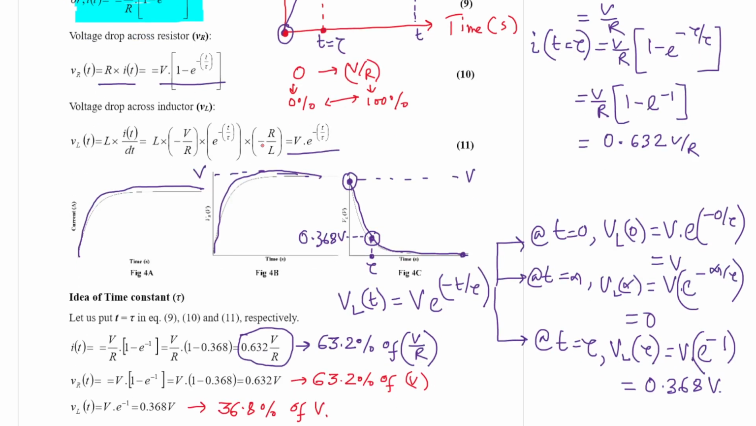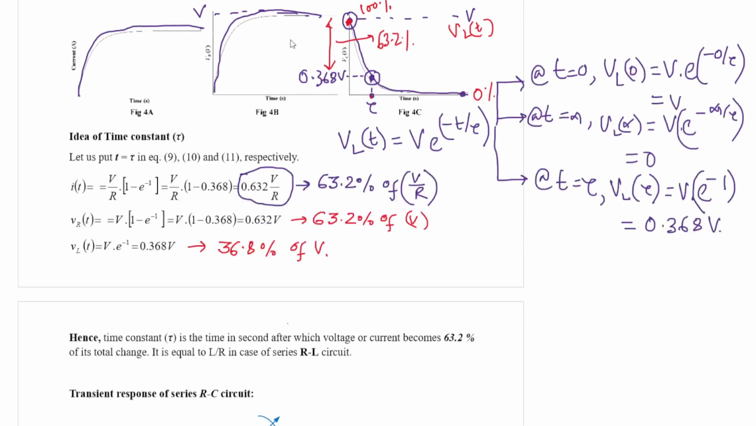Here also, the expression of VL(t) starts at 100% and ends at 0%, so its change is 100%. At one time constant, the magnitude becomes 36.8% of V. However, the change is 63.2%, that is, the change is this much, which refers to a 63.2% change.